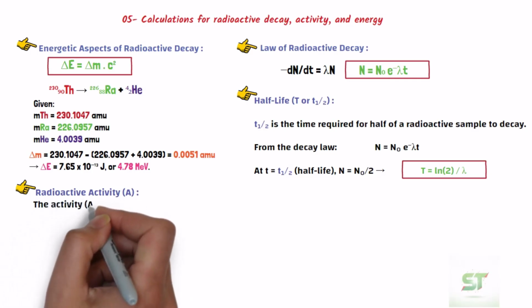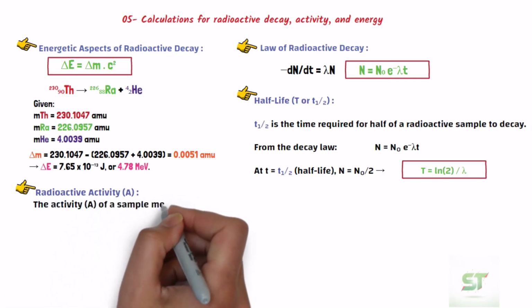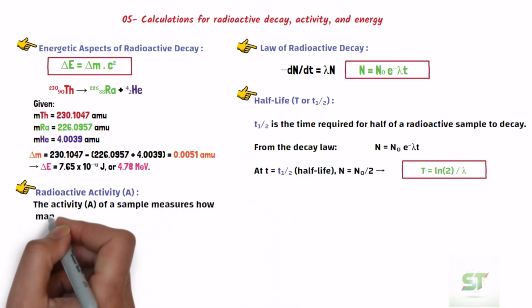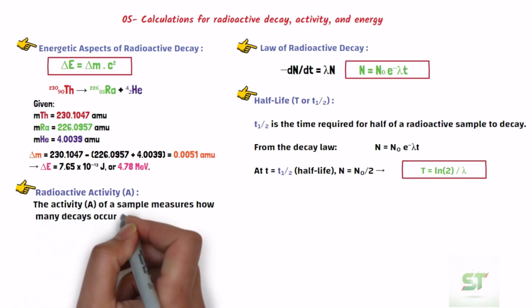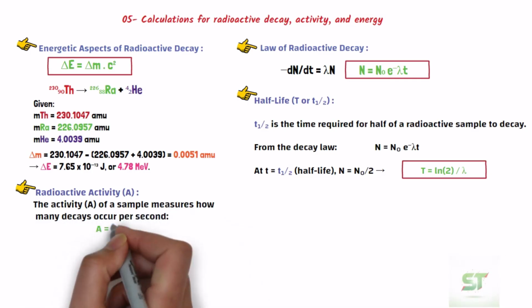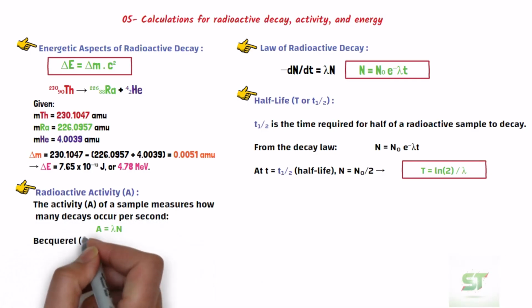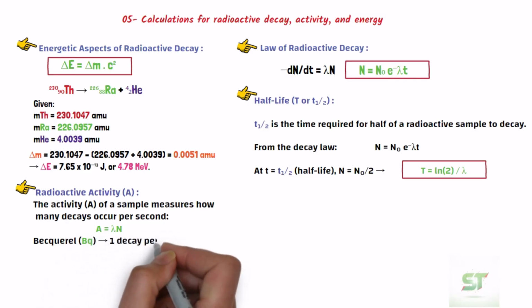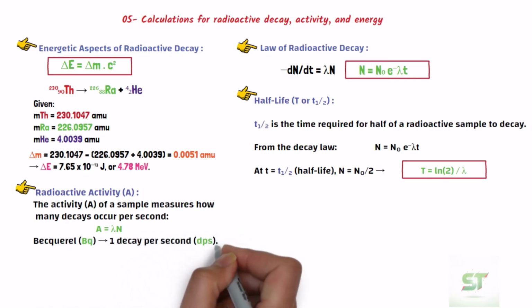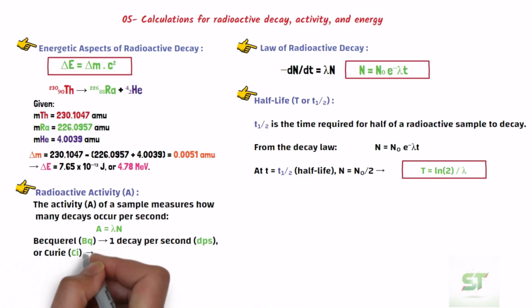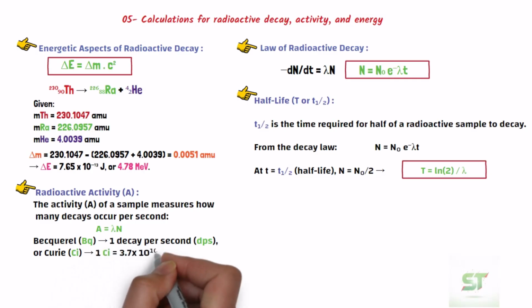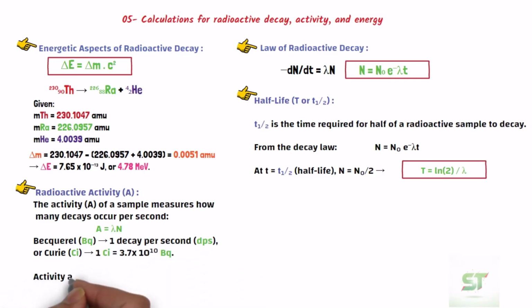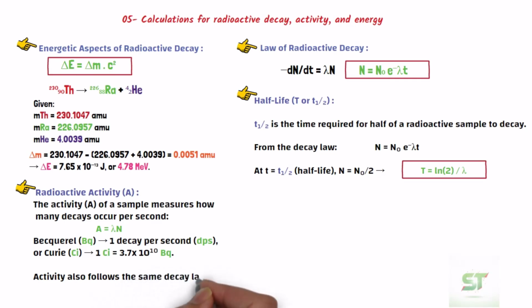Activity A. The activity A of a sample measures how many decays occur per second, and is given by the relation A equals lambda N, and it's expressed in becquerel or curie. Activity also follows the same decay law: A equals A0 exponential minus lambda t.